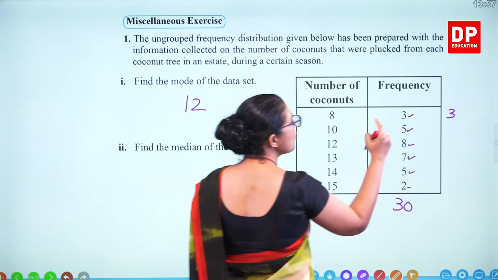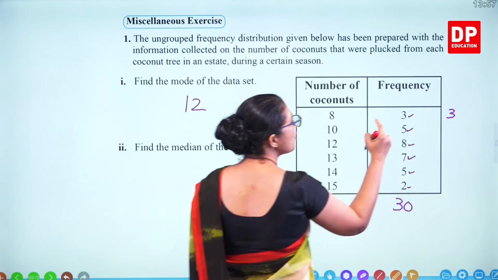Find the mean number. So you have the frequency. So we found this is 30. Now to find out the mean, you need the fx column. Multiply 8 times 3, 24. 5 times 10, 50. 8 times 12, 96. 13 times 7, 91. 14 times 5, 70. 15 times 2, 30.